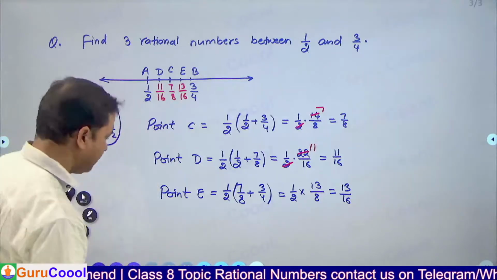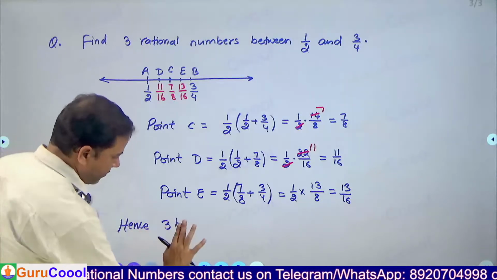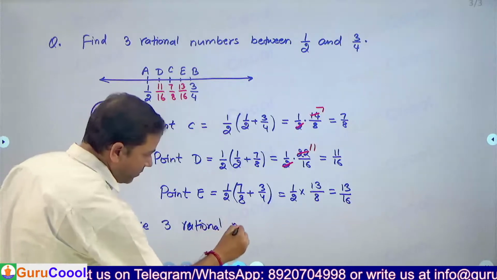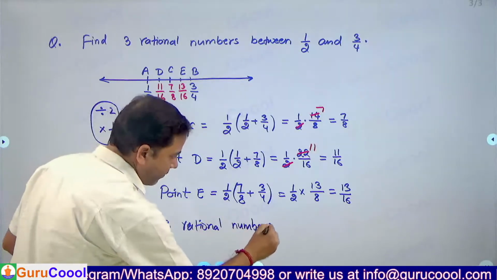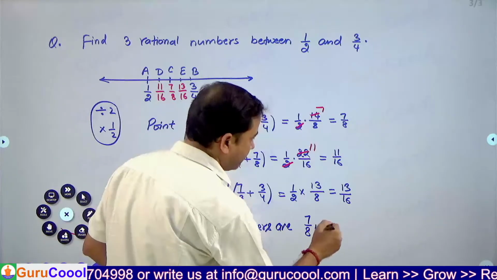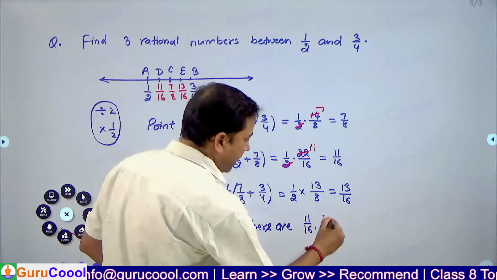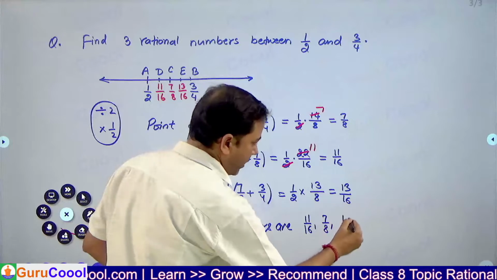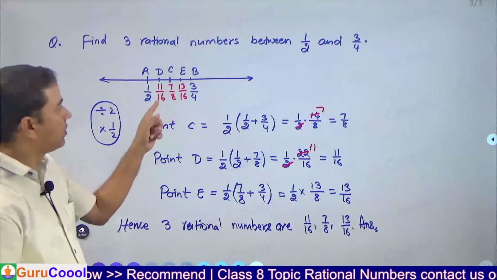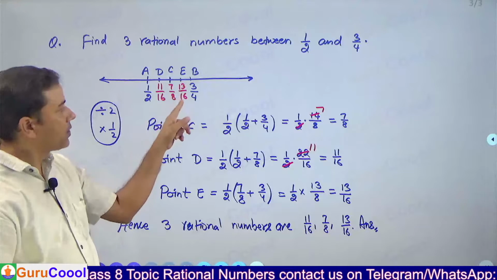Our answers are done. Hence, 3 rational numbers are 11/16, 7/8, 13/16. Let's write from the smallest one. Smallest is 11/16, then 7/8, and the largest one 13/16. The smallest because it is on the very leftmost. 11/16 is the leftmost, and 13/16 is the rightmost.